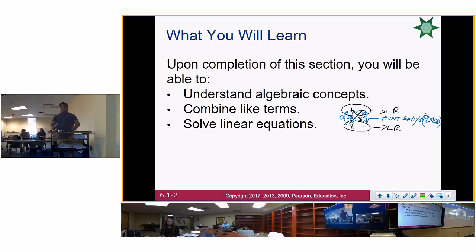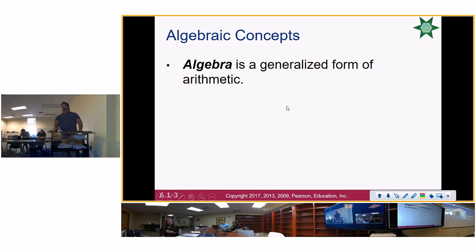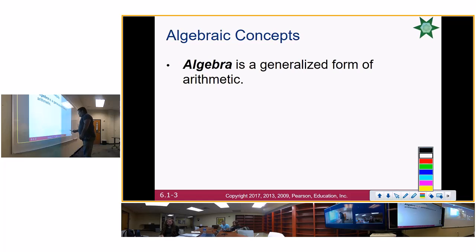Okay, so let's go ahead and just go to an example because I know we've done this and I don't want to spend a lot of time on it. So, algebra. What is algebra? I'll tell you what algebra is. Here is math. 2 plus 3 is equal to 5. That's math.